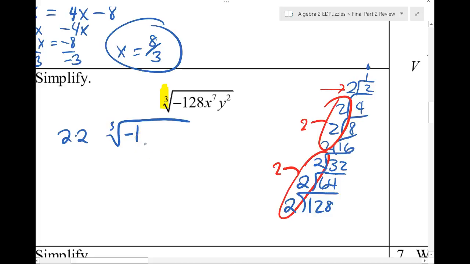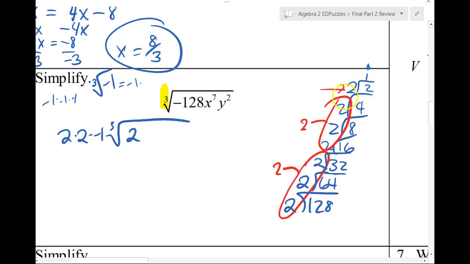Now, you have to think about it. If you took the cube root of negative 1, what would it be? Well, negative 1 times negative 1 times negative 1 is still negative 1. So the cube root of negative 1 is negative 1. Okay? So I can just take out a negative 1 and bring it outside. And then I still have a 2 inside.